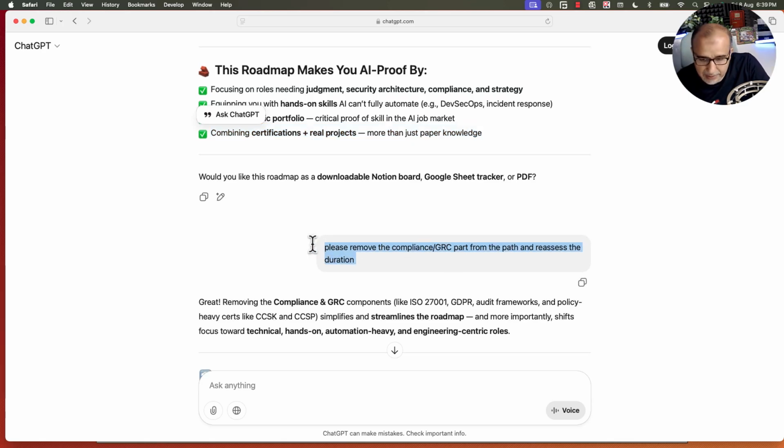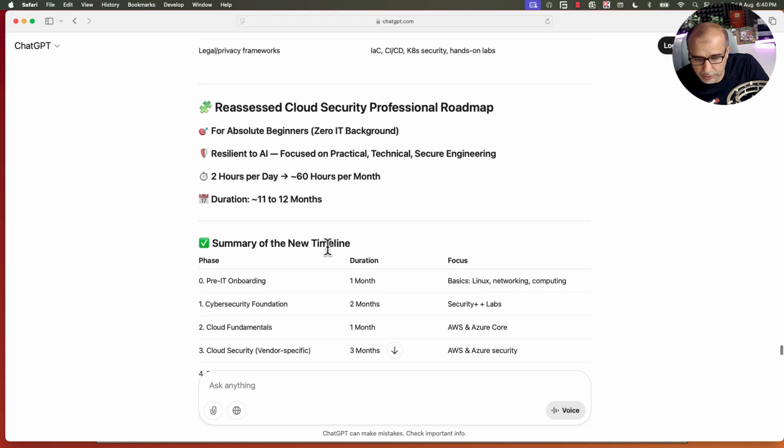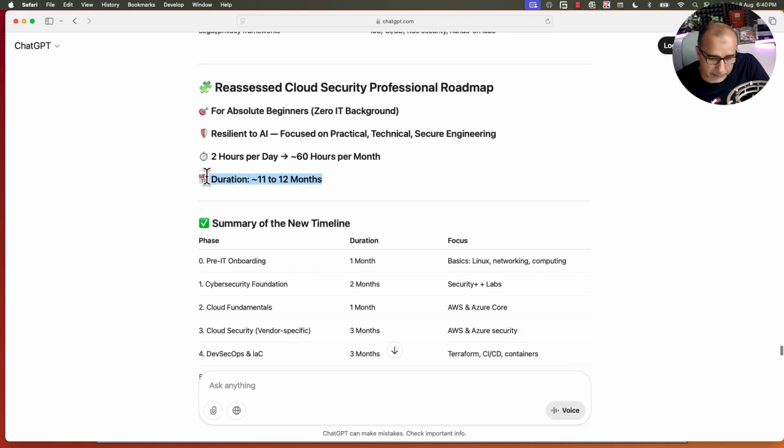So I wanted to assess, what if I remove the GRC and compliance? Let's say some of you would like to do more hands-on stuff rather than going into the vendor-agnostic, checklists and documentation and all that. If you remove this, then the plan will shrink the duration to 11 to 12 months. If you put in more than 2 hours a day, then you are probably going to shrink it to 8, 9, 10 months, and it depends whether you are coming fresh into IT. Maybe it will be the standard 12 or 14 months. And if you have been in IT, probably it will take you a shorter time frame.